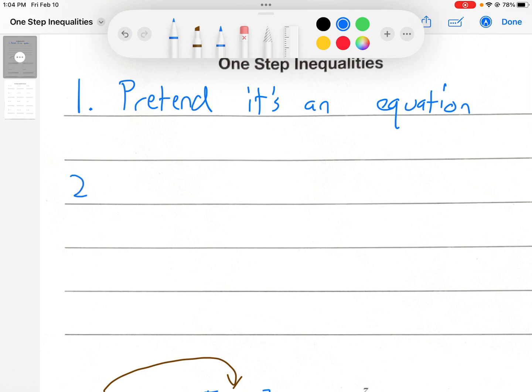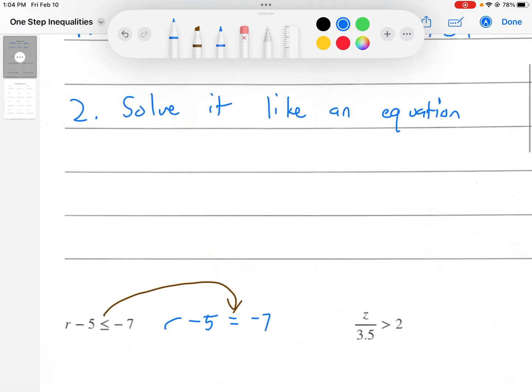Next step, I'm going to pretend it's an equation further by actually solving it like one. So in the case of r minus 5 is less than or equal to negative 7, which I've turned into an equation, I'm going to look and see what's happening to my variable, what's happening to r. I'm subtracting 5 from it. How do I get rid of subtraction? I add. Plus 5 on the left, plus 5 on the right. I copy the variable, I copy r. Plus 5 and minus 5 cancel. And then if I calculate negative 7 plus 5, I have $5. I want to spend $7. I am $2 short.